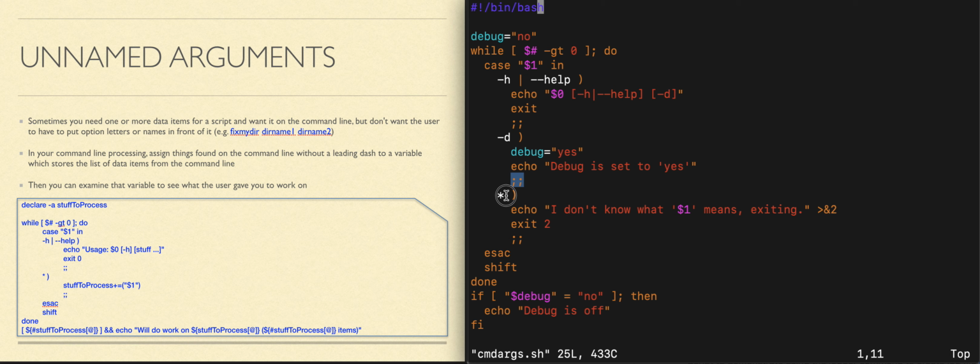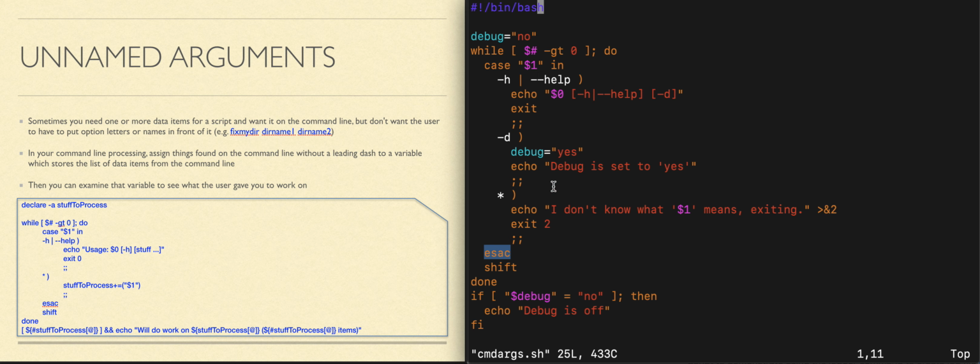And in the typical case, we then have the star pattern, which says anything else. And for lots of scripts, that's an error condition. It means that the user didn't give a pattern we recognized. So we normally give some error message, sending the output to the standard error device, and exit with an error status. Again, ending with a double semicolon for the commands that match the case, and the case ends with esac.